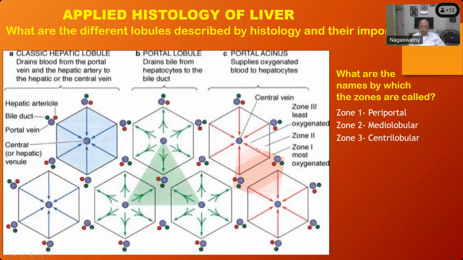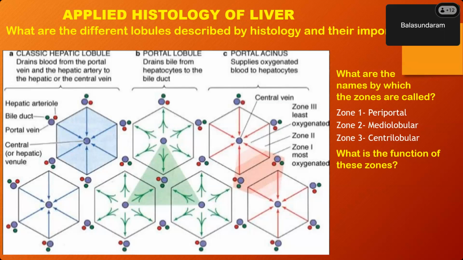And what are the functions? What is the function of these zones? What does zone 1 do? What does zone 2 do? What does zone 3 do? Sir, zone 1 takes part in the urea cycle and ammonia cycle, sir. Zone 2?